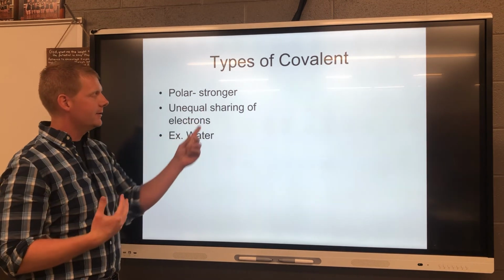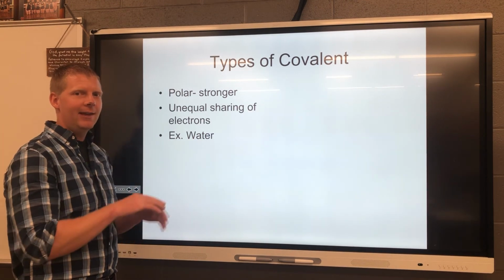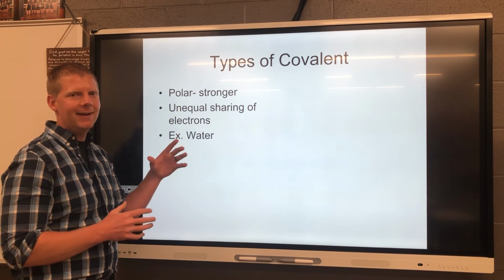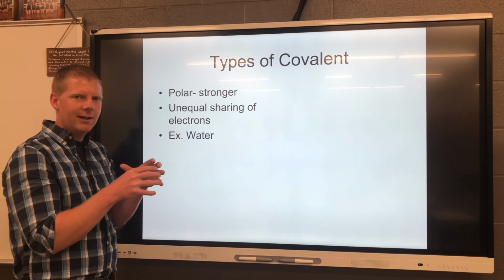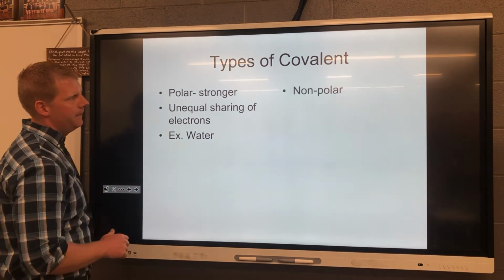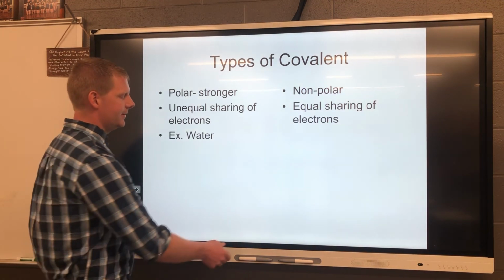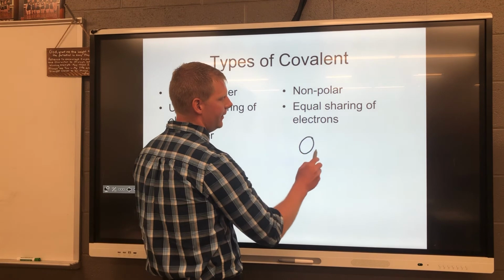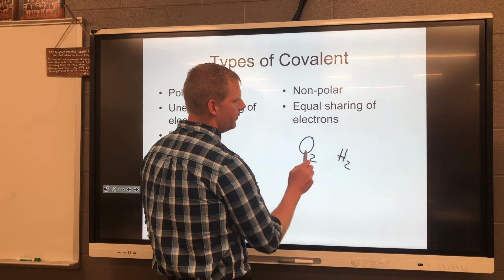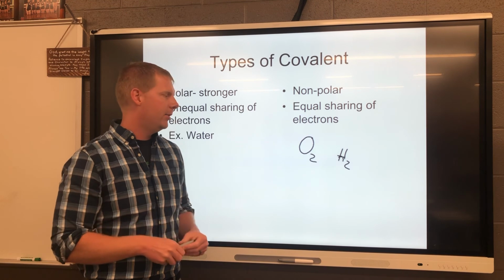And the reason why, if you ever tried the penny drops, water drops on a penny, that surface tension, it goes back to because it's a polar covalent bond. The water molecules are partially charged and they're attracted to each other, and that's what's going to hold them on. Now, non-polar, these are going to be equal sharing of electrons. A lot of times you'll see this if we have the exact same element. So like O2 or H2, because we have two of the exact same elements pulling and they have the equal strength pulling in both directions.